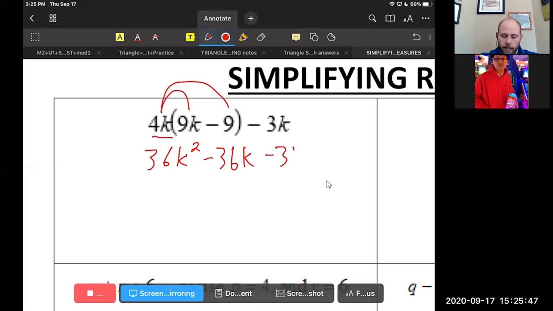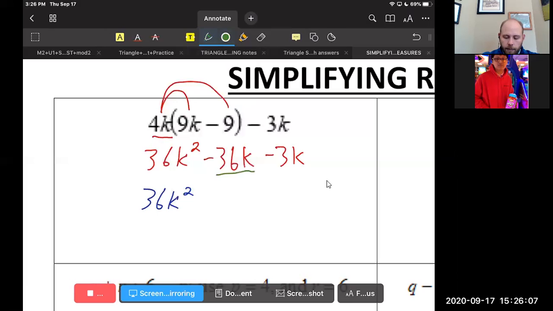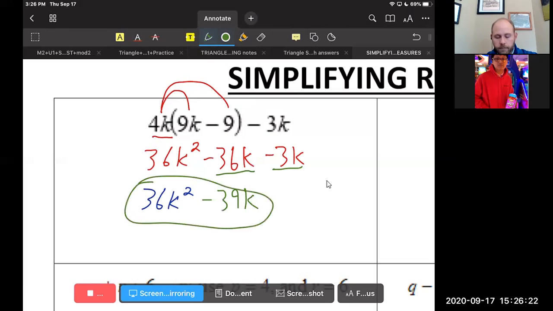And then don't forget to throw on that 3k in the back, because now we have to combine like terms, all right? The 36k squared does not have any other k squareds around, so that stays as is, okay? K squared is a different variable than regular k. Keep that in mind, okay? And then we combine those, we add the numbers together, so negative 39, because negative 36 minus 3, and then just bring the k with, and then you're done, okay?